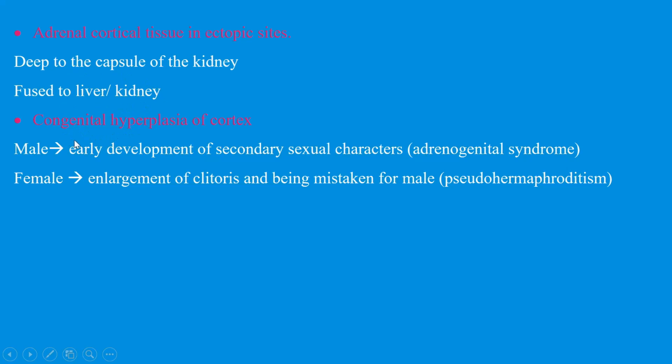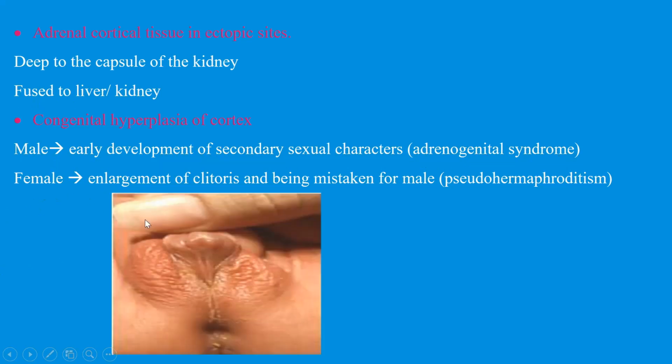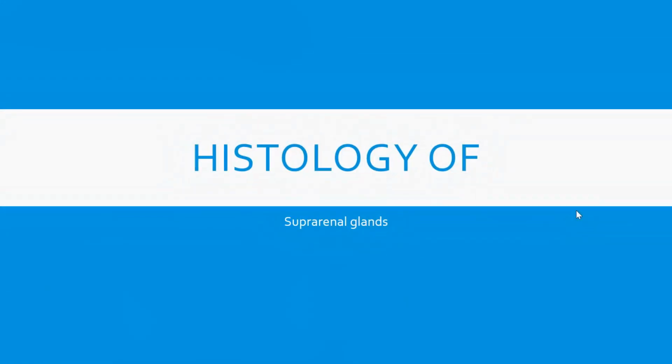Another congenital anomaly of adrenal gland is congenital hyperplasia of cortex. In males, it will lead to early development of secondary sexual characters called adrenogenital syndrome, while in females it can lead to enlargement of clitoris and being mistaken for male, called pseudohermaphroditism. Histology of suprarenal glands.